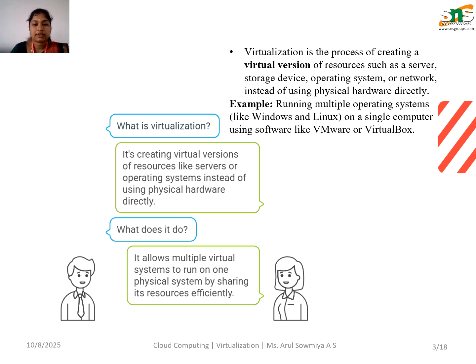So for example, running multiple operating systems like Windows and Linux on a single computer using software like VMware or VirtualBox. So basically, virtualization creates a virtual version of resources like servers or operating systems instead of using physical hardware. So what does it do? It allows multiple virtual systems to run on one physical system by sharing its resources efficiently.